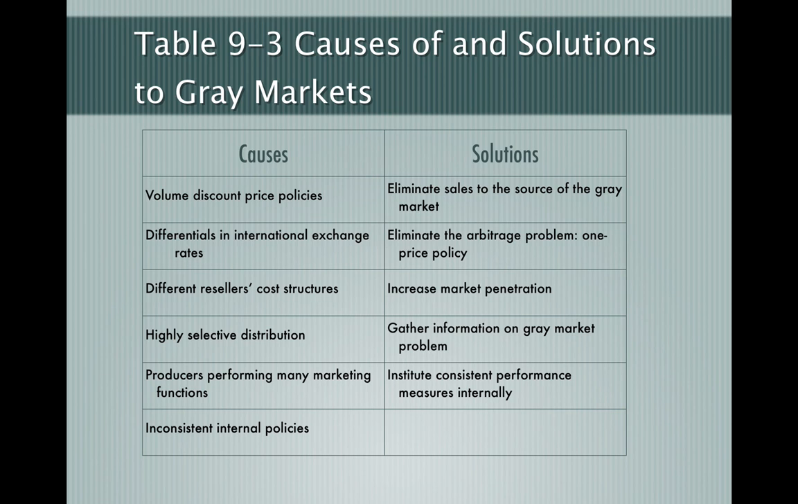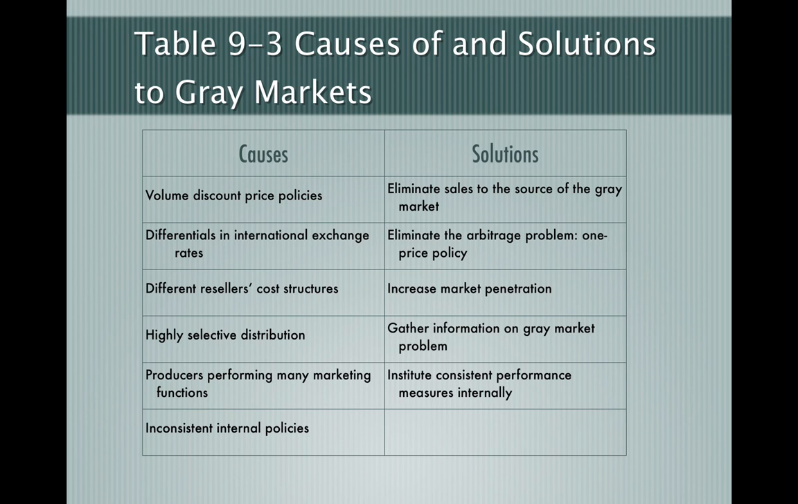Sometimes different resellers have different cost structures. Large resellers will have lots of fixed cost or overhead, and then family run resellers will have much lower cost and overhead. So again, this gives rise to the opportunity for arbitrage, that the resellers who are not authorized, they may buy from the lower cost reseller and then go and sell it at a markup in unauthorized markets. Highly selective distribution.